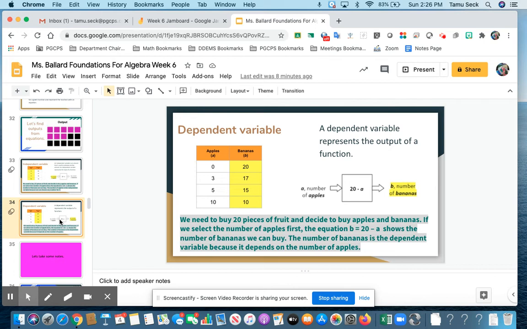A dependent variable represents the output of a function. A is the number of apples, 20 minus A. B is the number of bananas. We need to buy 20 pieces of fruit and decide to buy apples and bananas. If we select the number of apples first, the equation B equals 20 minus A shows the number of bananas we can buy. The number of bananas is the dependent variable because it depends on the number of apples.